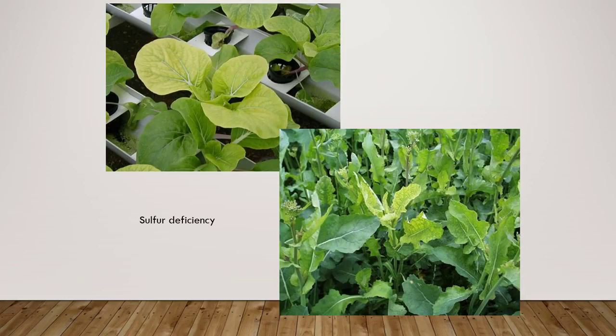Sulfur deficiency. This is going to be an immobile nutrient, so it's going to stay in the lower portions of the plant and not get to the newer growth. So you're going to see this yellowing.